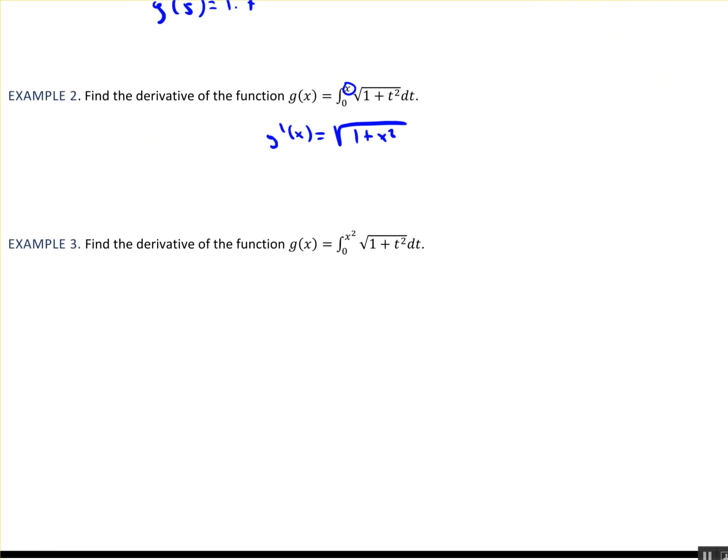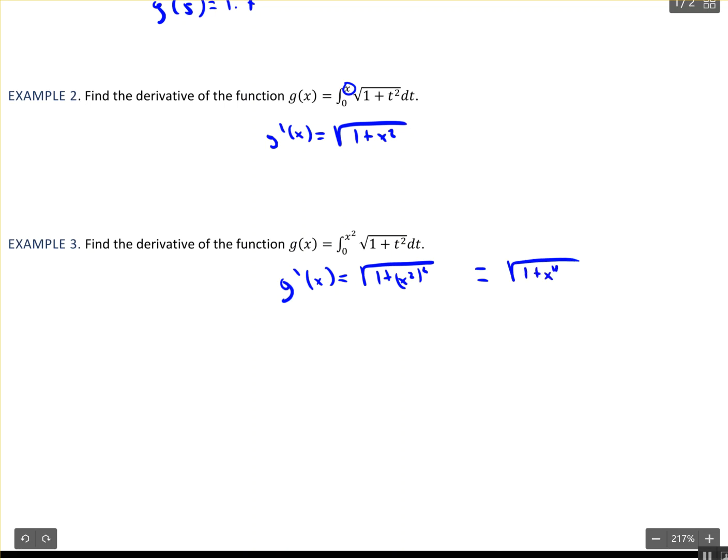Example 3. Find the derivative of the function, g prime of x. Well, this one's a little bit different. We're going to plug in x squared. So I get x squared squared. But our answer is not just 1 plus x to the 4th.